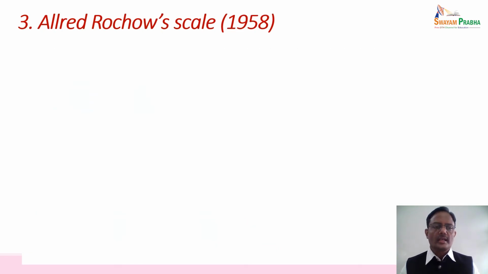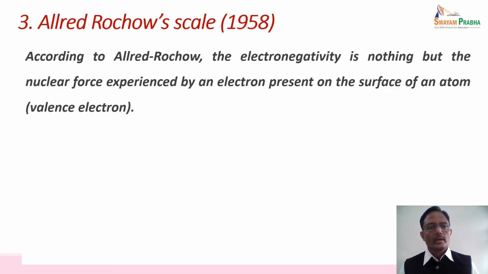The third scale of electronegativity is the Allred-Rochow scale, put forward by Allred and Rochow in 1958. According to these two scientists, the electronegativity is nothing but the nuclear force experienced by an electron present on the surface of the atom, that is the valence electron. So according to them, electronegativity is the nuclear force experienced by the valence electron.